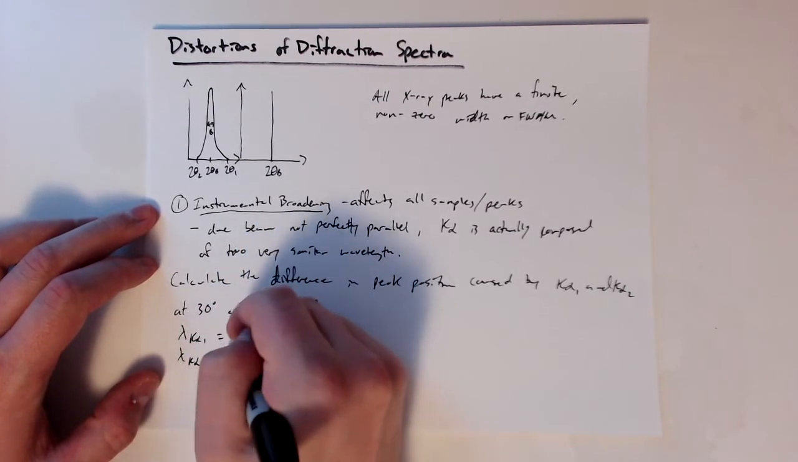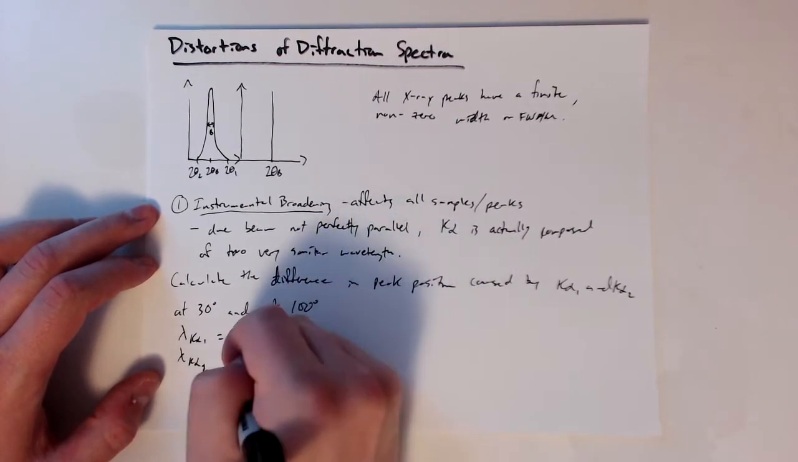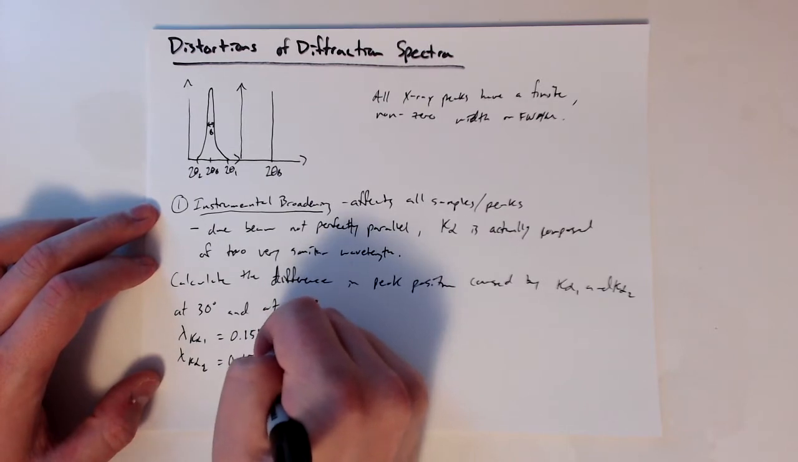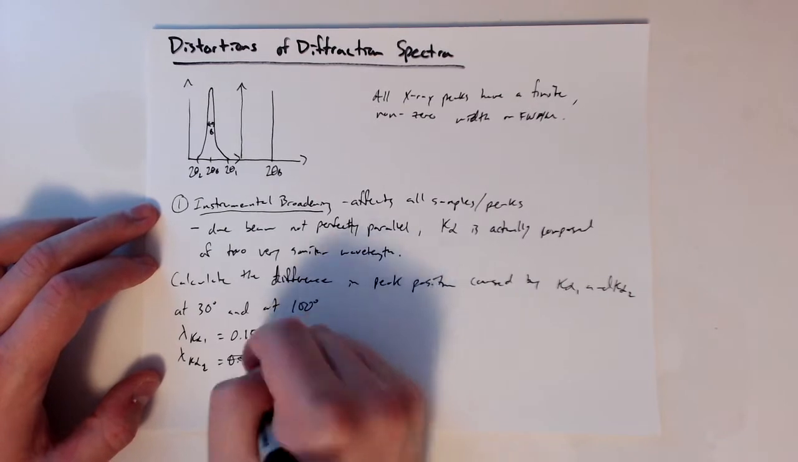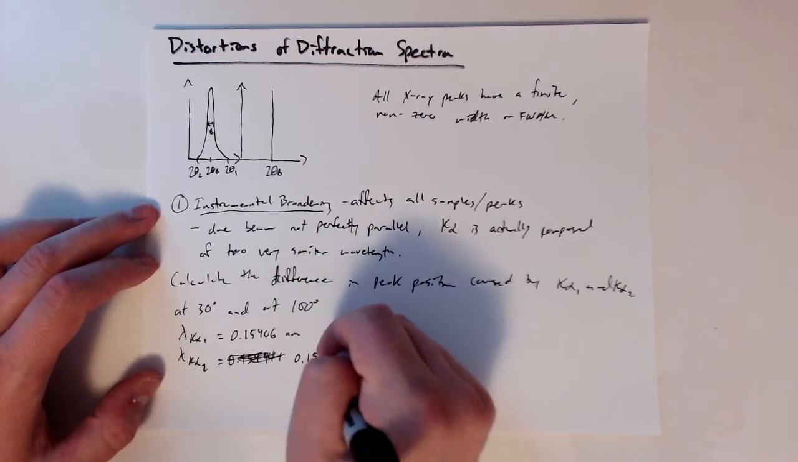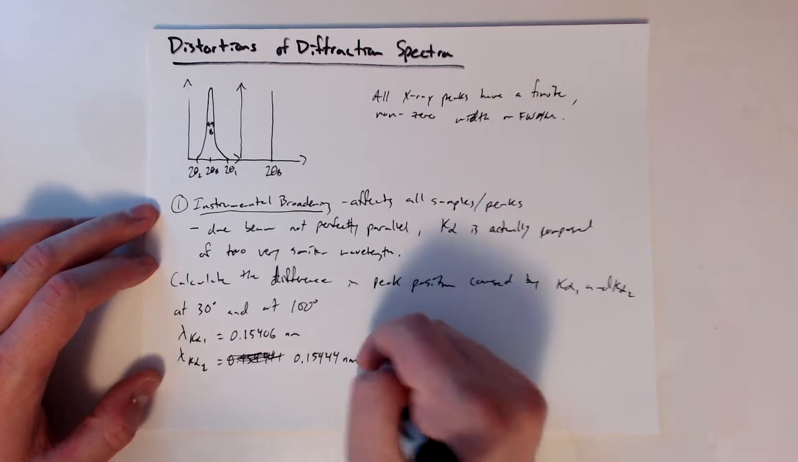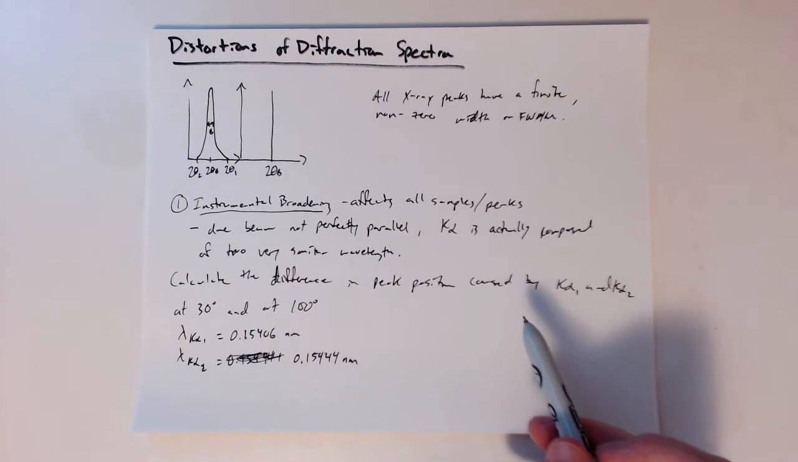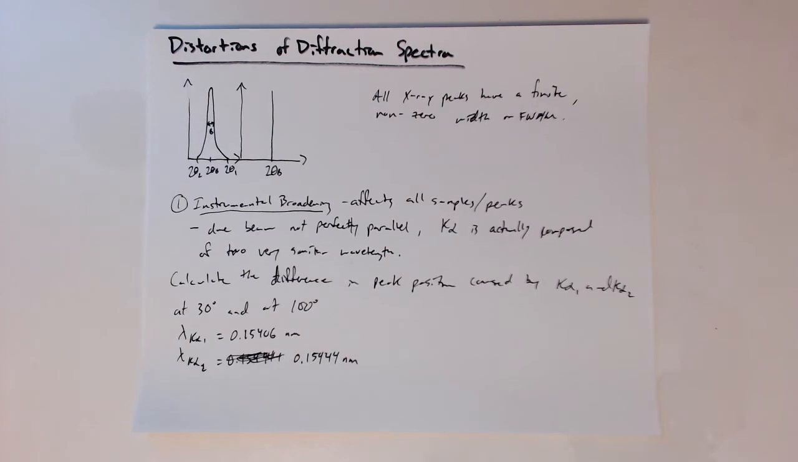So one is 0.15406 nanometers, and two is 0.15444 nanometers. Let me rewrite that. So see if you can determine the difference in peak position for that, and I'll come back and we'll work through this quiz question with you.